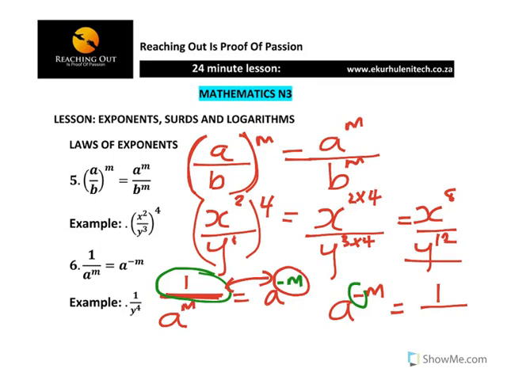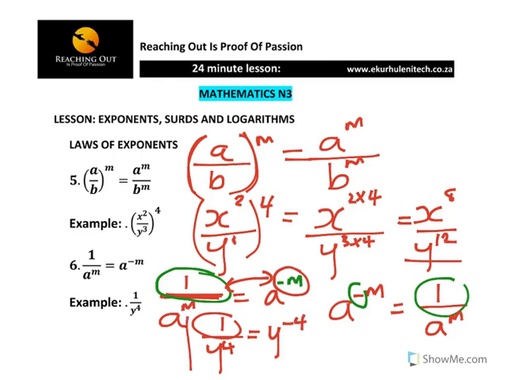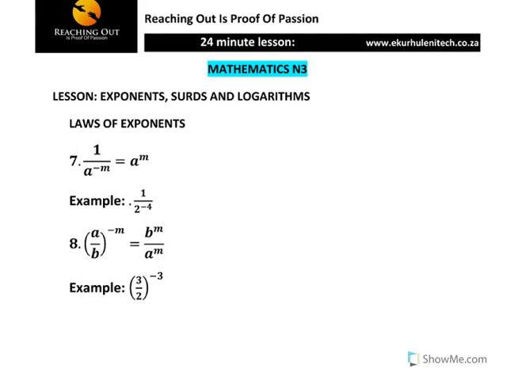1 over, it works together with the negative sign. 1 over what? 1 over a to the power m without the negative sign. Hence, when they say 1 over y to the power 4, when you simplify it, you want to remove this 1 over and take it on top. So it will become y to the power negative 4. I'm just trying to separate that. That is the law. Let's look at the next law.